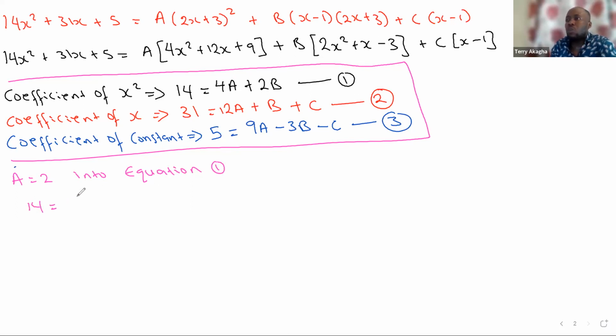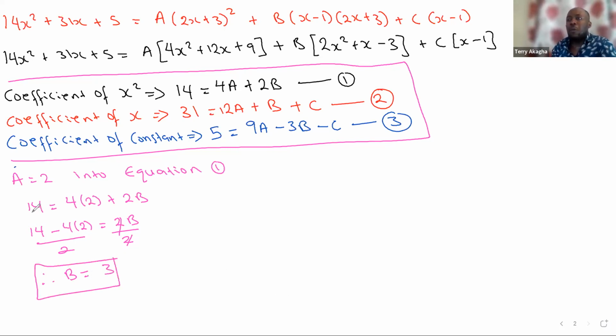So that means what is going to happen is I'm going to have 14 is equal to 4 into bracket 2 plus 2b. Okay. Then 4 times 2 gives me 8. So it's going to be 14 minus 4 into bracket 2 is equal to 2b. Then I divide both sides by what? 2. So there, if you press your calculator for this, the b should be equal to what? 3. Can you see?